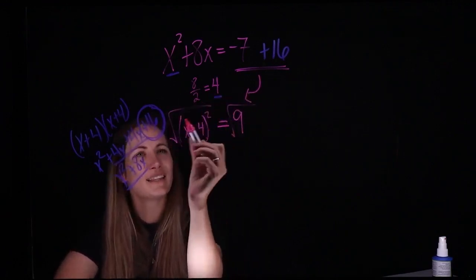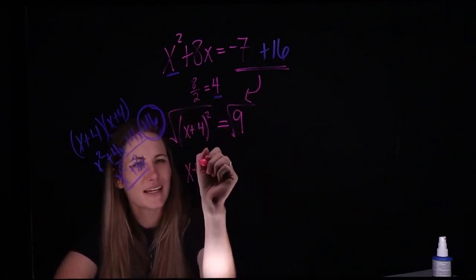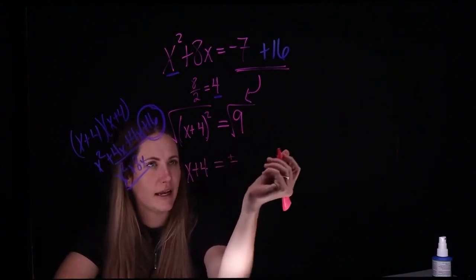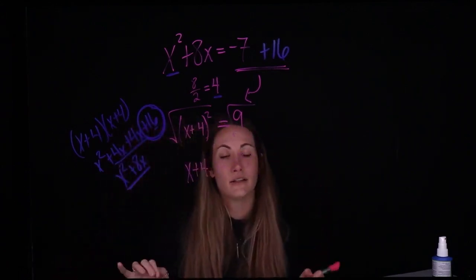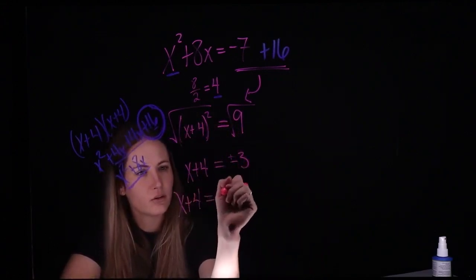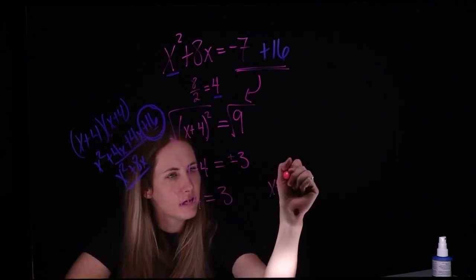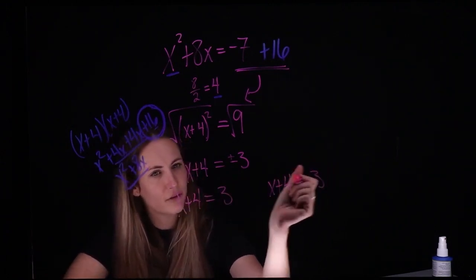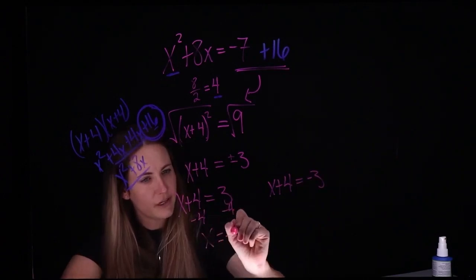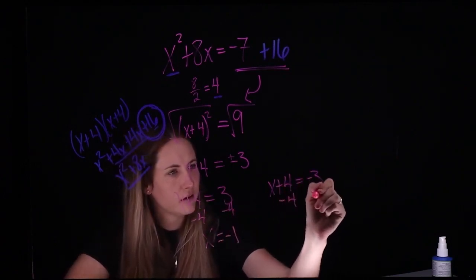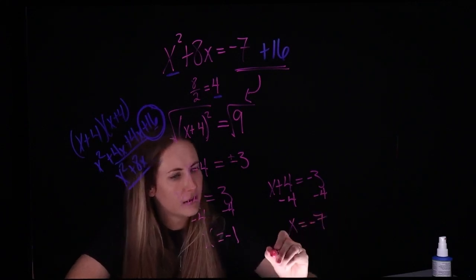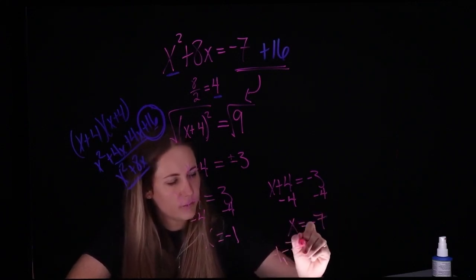Okay, so when I take the square root of this square here, we end up with x plus 4. Remember, when you do your square root method, you have a positive and negative. And then the square root of 9 is 3. So I'm going to set x plus 4 equal to my positive 3 and x plus 4 equal to my negative 3. And then solve. So we have negative 1 here and negative 7 here. And that would be my solution set.